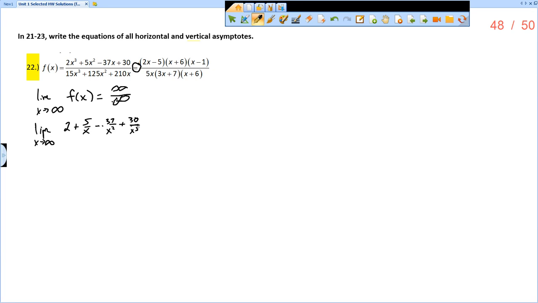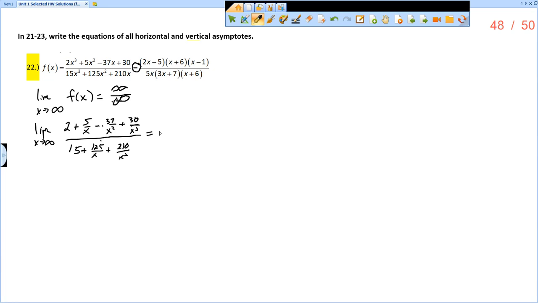All right, then divided by, all right, now I've got 15x cubed over x cubed, so that's going to be 15. All right, and then plus 125x squared over x cubed, so 125 over x. All right. And then I've got plus 210x over x cubed, so 210 over x squared.